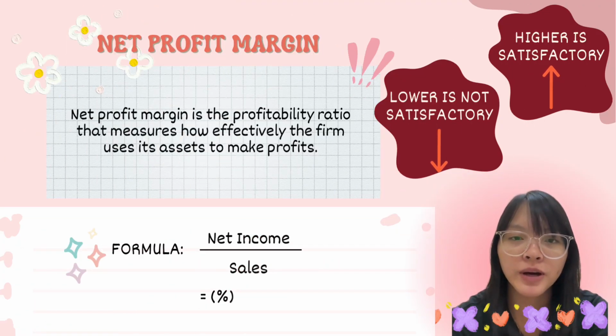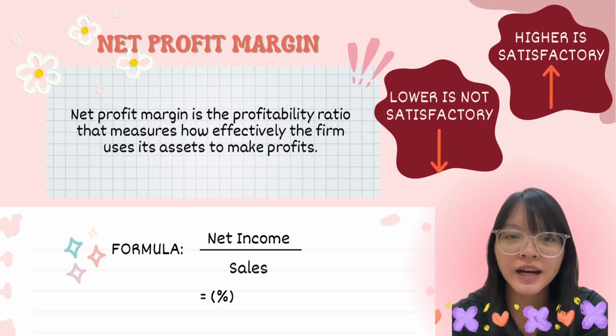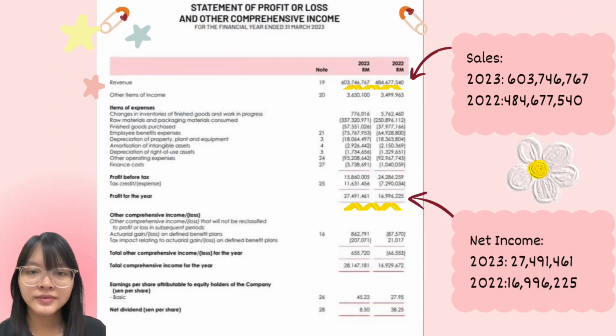Now, let's talk about net profit margin. Net profit margin is a profitability ratio that measures how effectively the firm uses its asset to make profit. The formula for net profit margin is net income over sale, and the end of the answer must be in percentage. Higher is satisfactory, and lower is not satisfactory.